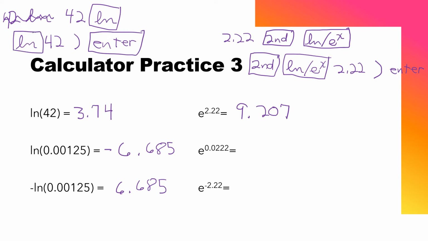All right, so for these two remaining examples, I'm going to type in 0.0222 and then hit second function to get e to the x, and that gives me 1.022. And last but not least, if I'm going to take e to the negative 2.22, I would type in 2.22, change the sign, and then second e to the x. That's going to give me 0.109.